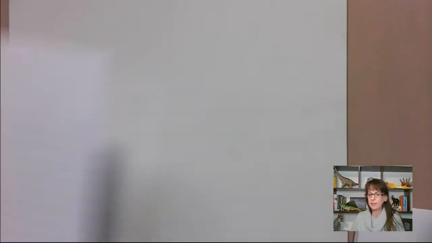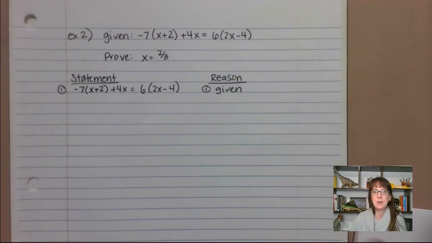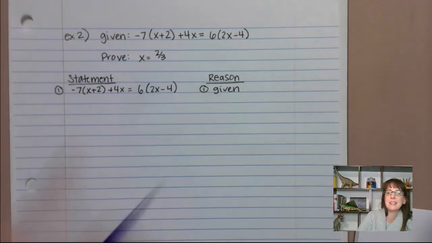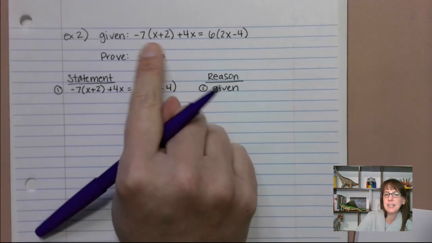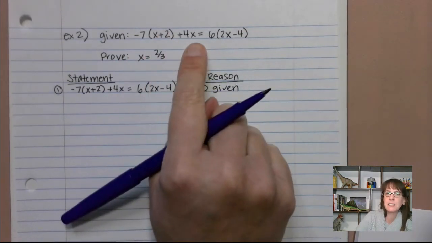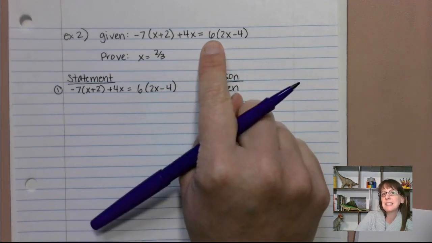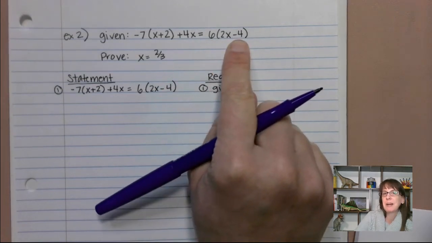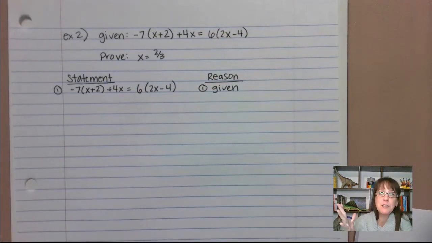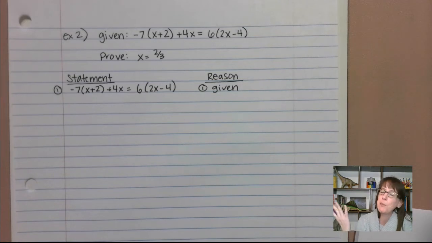Now we have one more example that I'd like to do as well. So for this one, given all of this, prove this. All right, so given that negative 7 times the quantity x plus 2, close your parentheses, and then plus 4x equals 6 times the quantity 2x minus 4. Prove that x equals 2 over 3. The very first thing you do on any proof, just to make your life easier, is write down what you're given. I mean, those are free points right there. Just write down what you're given and you get some points.